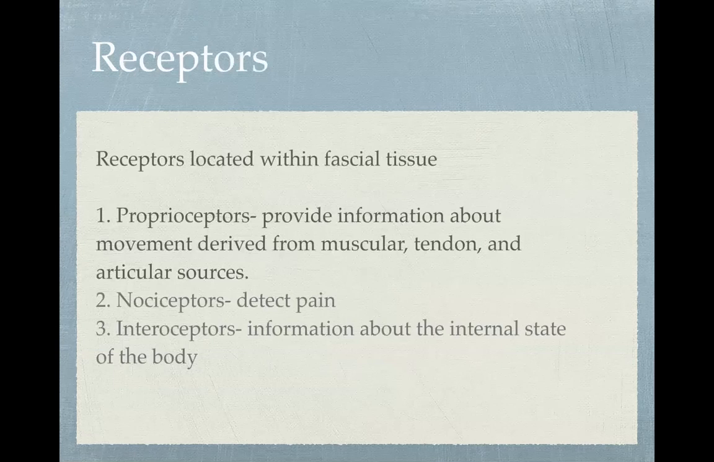Okay, so here is the information about the receptors I was talking about. They are located in the fascial tissue. Proprioceptors provide information about movement. It's often derived from muscular, tendon, and articular, which is joints, joint movement. You have your pain receptors and you have your interoceptors that give you information about the internal state of your body. There's more, but these are the ones that we're really trying to address.